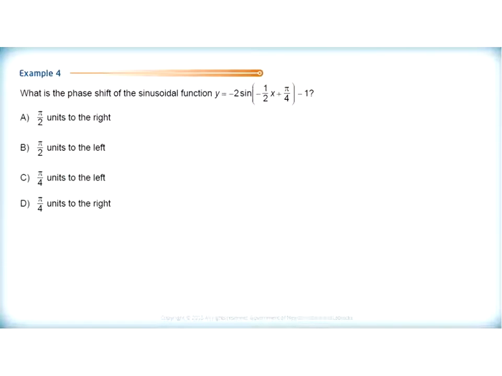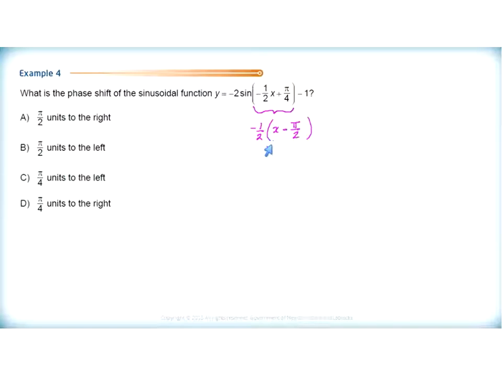In example 4, we are asked, what is the phase shift of the sinusoidal function y equals -2 times the sine of negative a half x plus pi over 4, minus 1? We need to work on this part of the equation. By removing negative a half outside as a common factor, we would be left with x minus pi over 2. Checking that, we can multiply it back through.